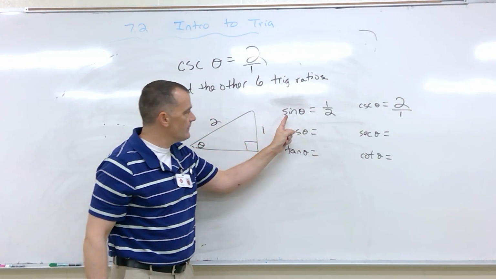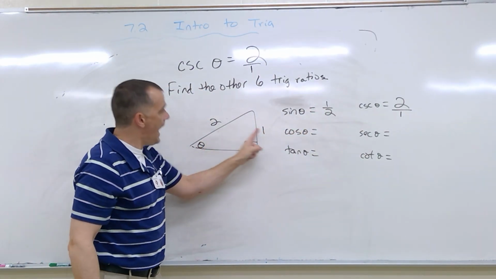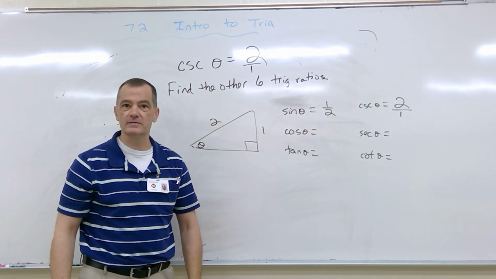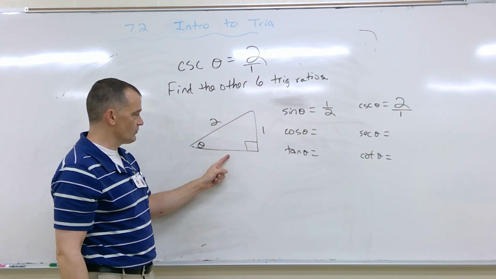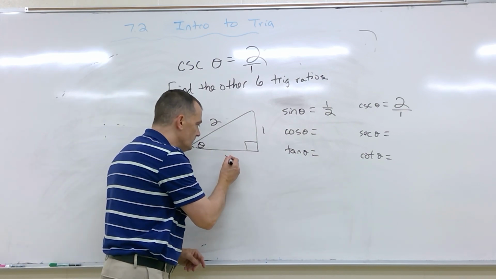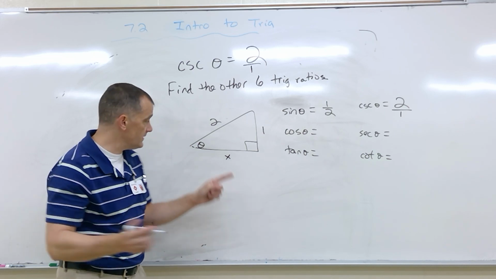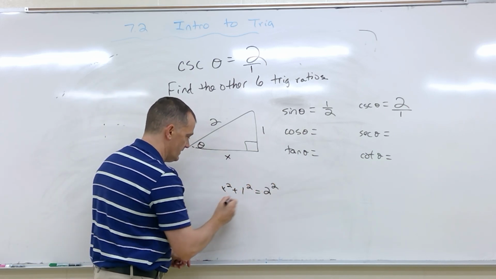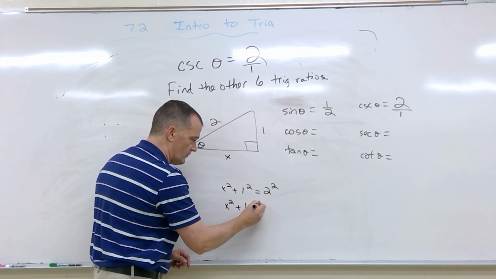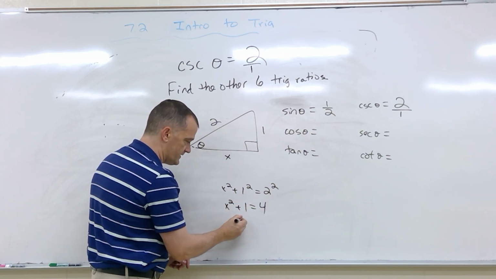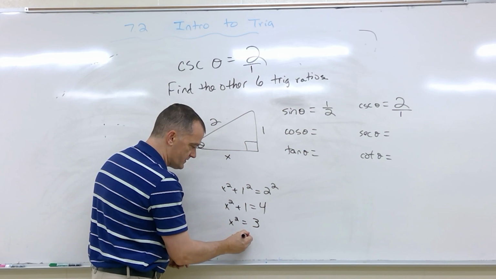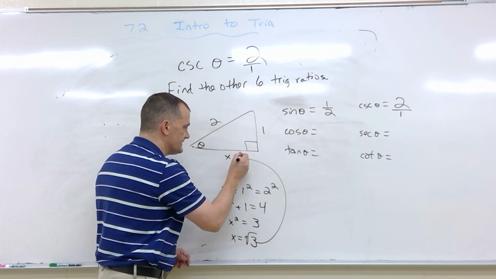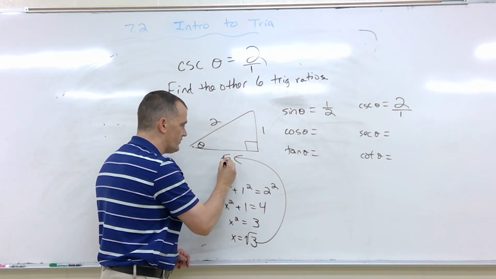So what I did was label this some old hippie, opposite over the hypotenuse. And you're saying, well, we don't know what this side is right here. Well, let's use the Pythagorean theorem. x squared plus 1 squared equals 2 squared. So x squared plus 1 equals 4. Subtract 1 on both sides. So x equals the square root of 3. That's exactly what x is, the square root of 3.